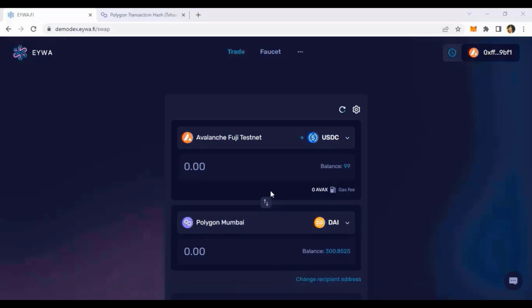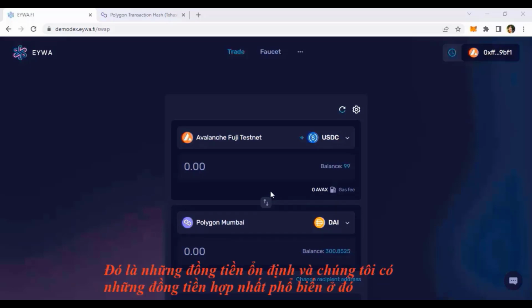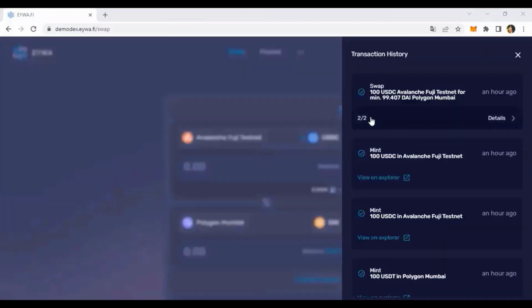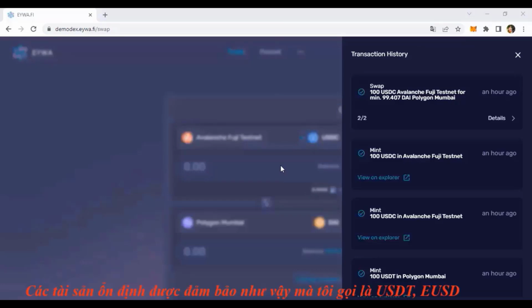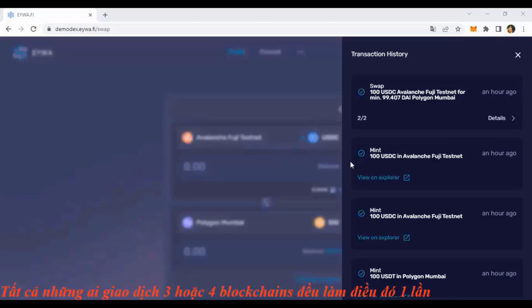and then an idea was to create a coin called common money, and it would be backed by popular assets. Those are stablecoins, and we have popular unified coins there. Our system allows popular stablecoins to convert to our cross-chain stablecoins, and they will be traded between stablecoins for free. Cross-chain stablecoins such as EUSDT, EUSD. Everyone who trades across blockchains does it one time, and everyone only needs to pay the fee one time.